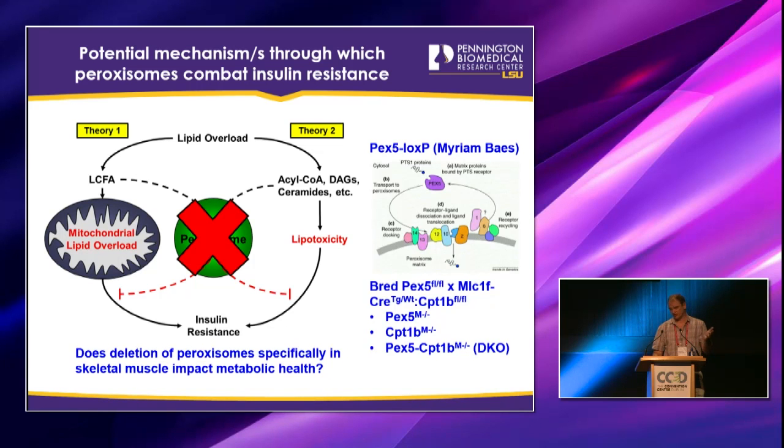Now again, we want to develop muscle-specific knockouts, so we bred those animals to animals that had the Cre recombinase gene driven by the MLC1F promoter, which again is specific to skeletal muscle but doesn't affect the heart. So that allowed us to get this muscle-specific peroxisome knockout animal. Now again, I also am very curious as to whether the upregulation of peroxisomes that we see in the CPT1 knockout mice is important for the improvements in metabolic health. So we also bred our PEX5 knockout animals to the CPT1 knockout animals in order to develop the double knockouts.